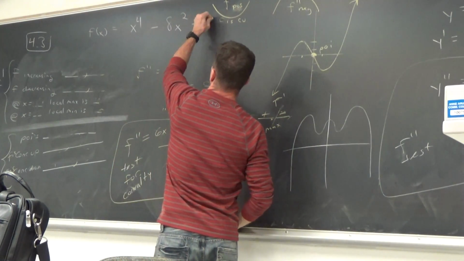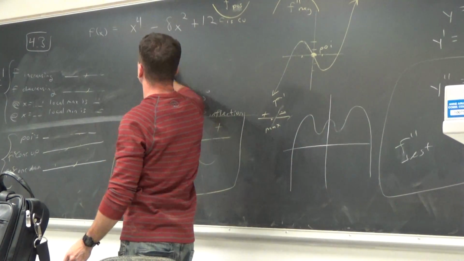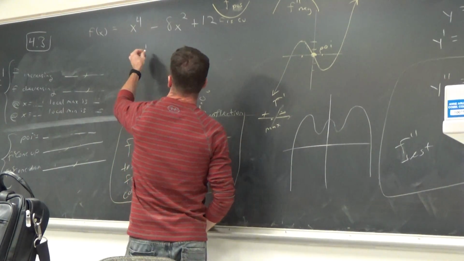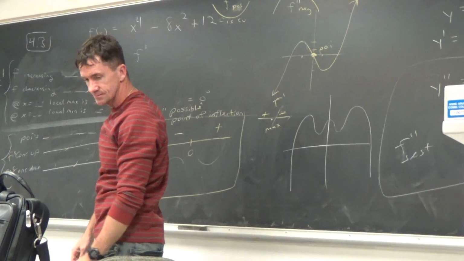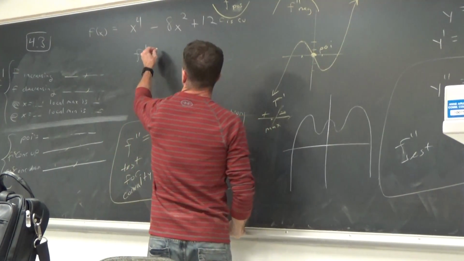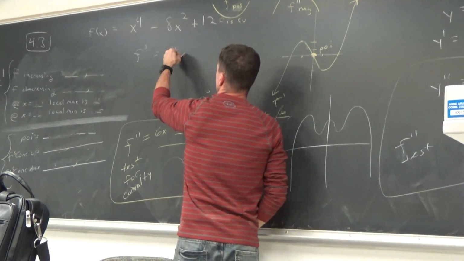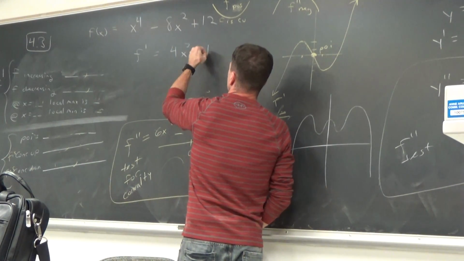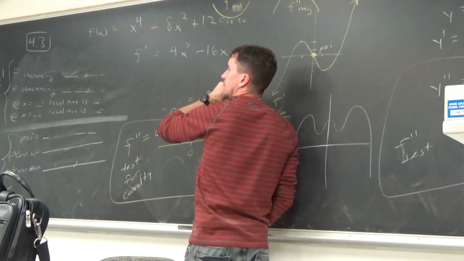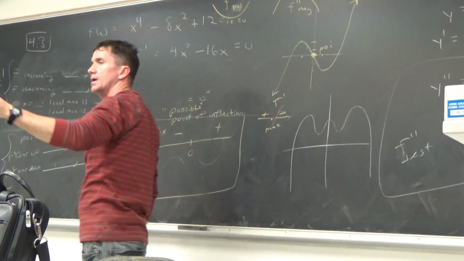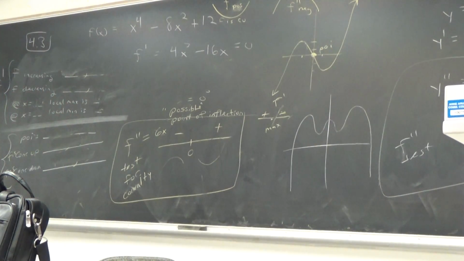All right. What test do we have to start with first? What do you get? 4x cubed minus 16x. What do we set equal to? 0. All those factoring skills are coming into play, right?